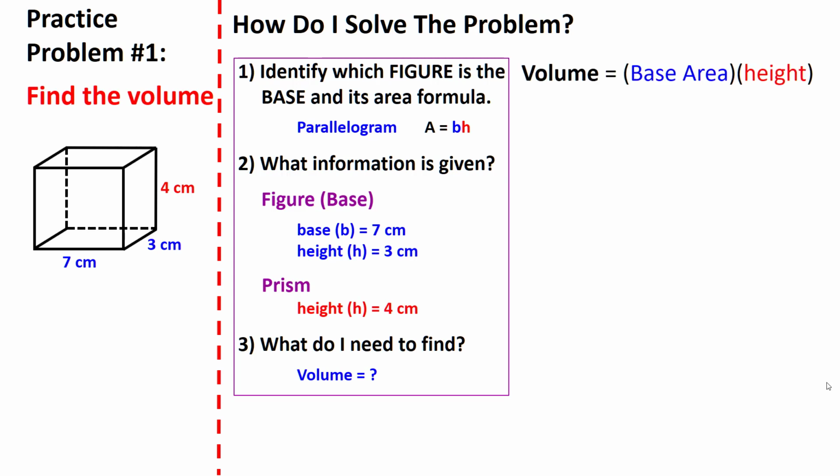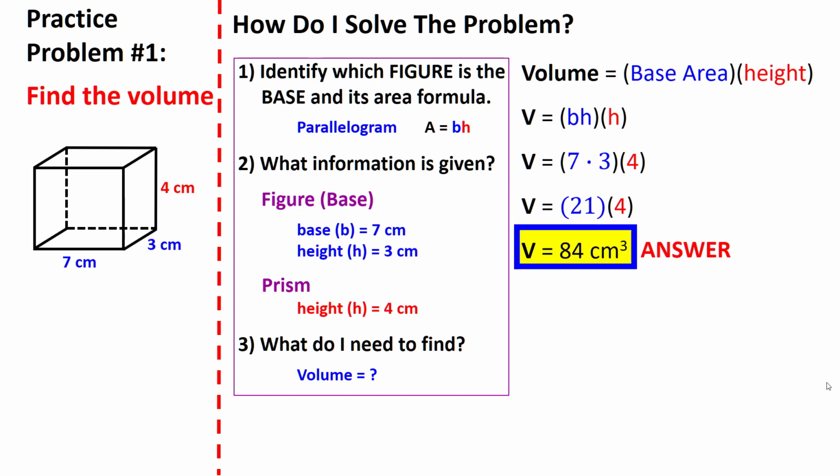I always start with the volume formula, base area times height. Base area for a parallelogram is base times height. Next, I use substitution. 7 times 3 is 21. 21 times 4 is 84. The final answer is 84 cubic centimeter.